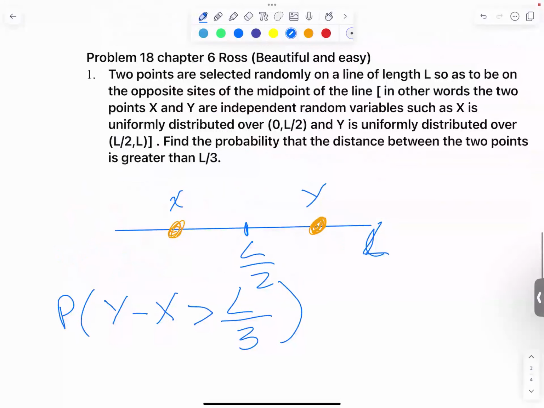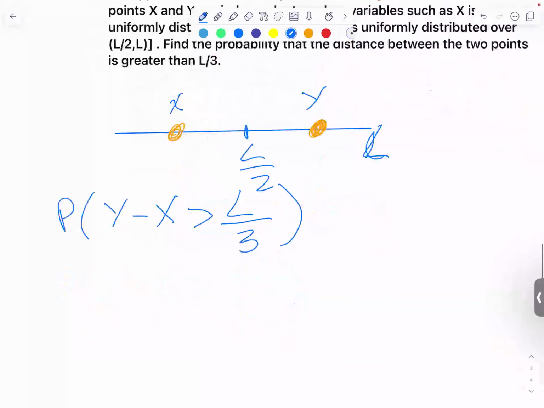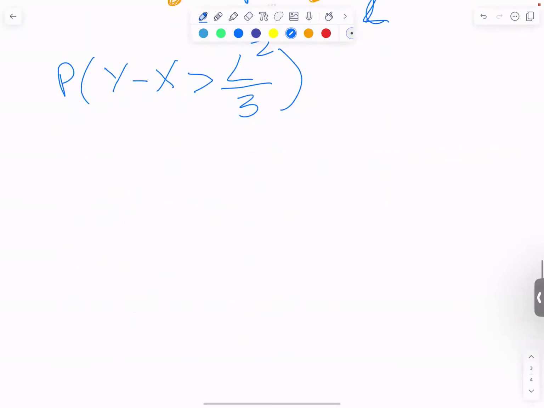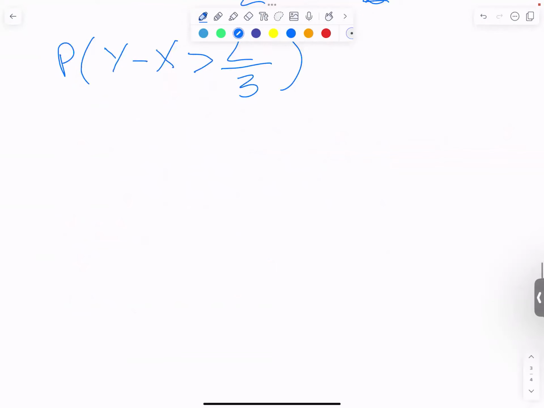Now, the variables are distributed, the x between 0 and L over 2, and the y between L over 2 and L. Now, for doing this, I'm going to do a graph in x and y. I'm going to put L.